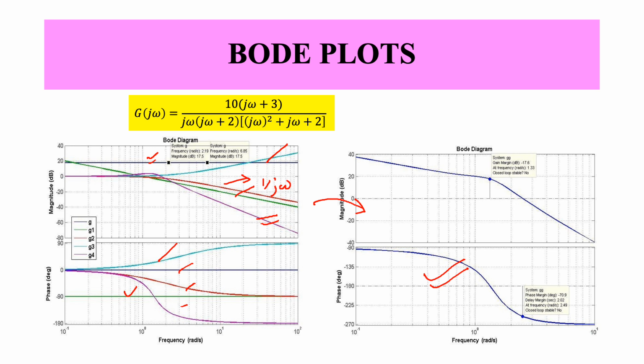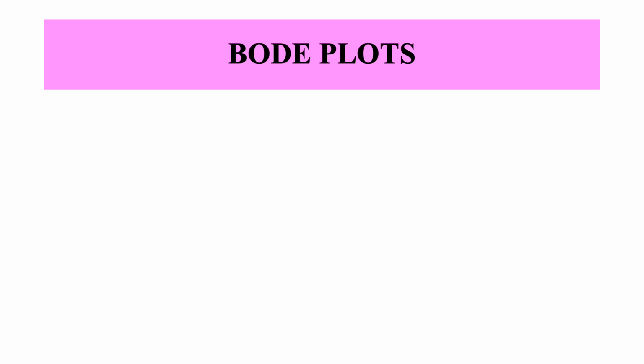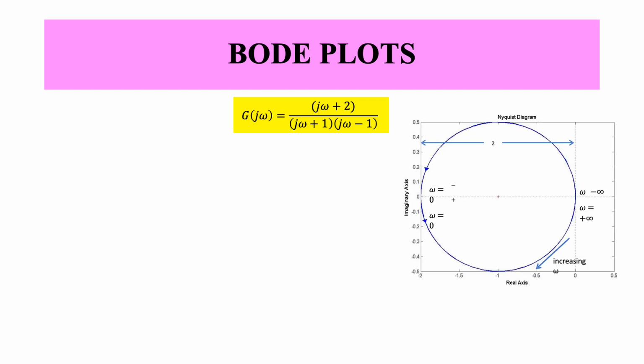Okay, now we will go for this example, which will look a little bit familiar. If I say this is (s plus 2)/((s plus 1)(s minus 1)), we had plotted the Nyquist for this, which looked something like this. This is 0. This is for omega equals minus infinity. This is omega equals 0. We are starting here. This was minus 2. I was encircling minus 1 plus j0, and then the system was stable, right?